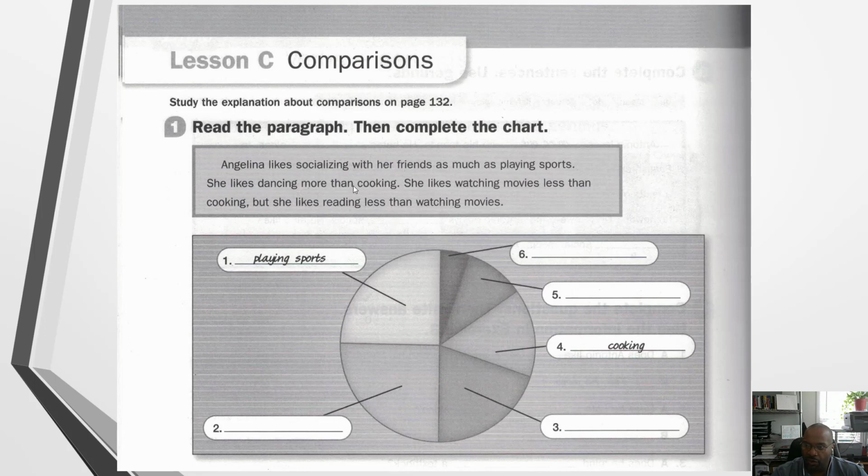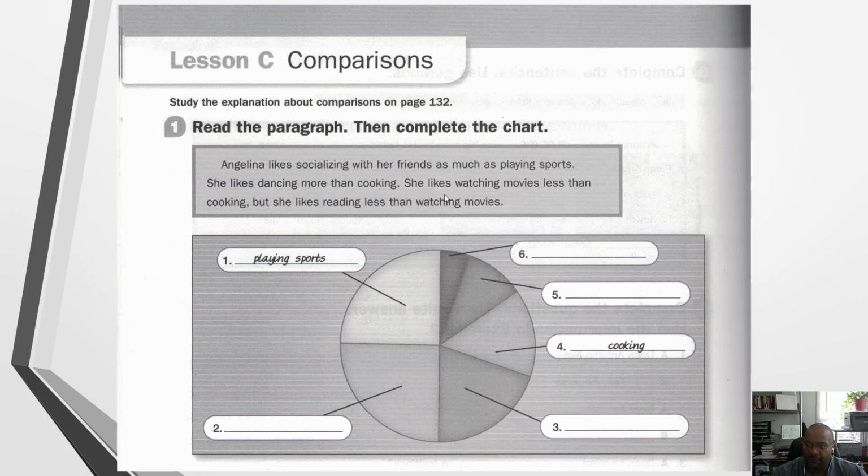She likes dancing more than cooking. Well, we know that cooking is here, and she likes dancing more than. So this section right here is bigger than this one. So for number 3, I put dancing. The next sentence, she likes watching movies less than cooking. So here's cooking, and she likes watching movies less than cooking. This one, number 5, is less than this section of the pie chart. So for number 5, I put watching movies.